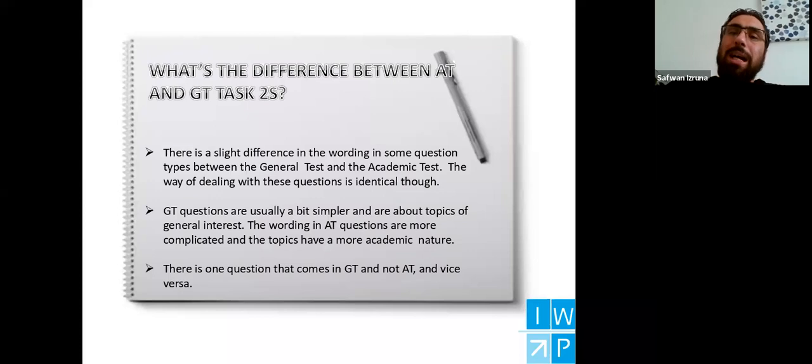So some of you might ask, what's the difference between the academic test and the general test? Okay, so the academic test seems to focus a little bit more on academic subjects and topics. Sometimes the wording is a little bit more complicated as well.